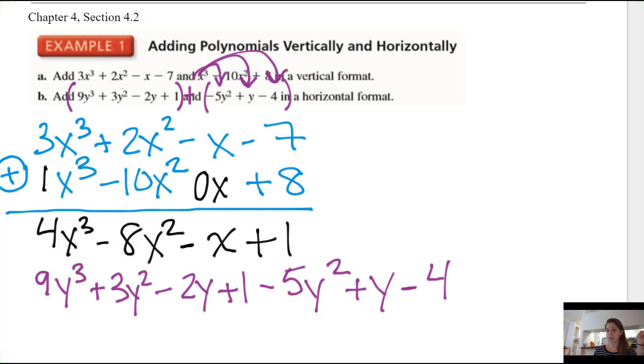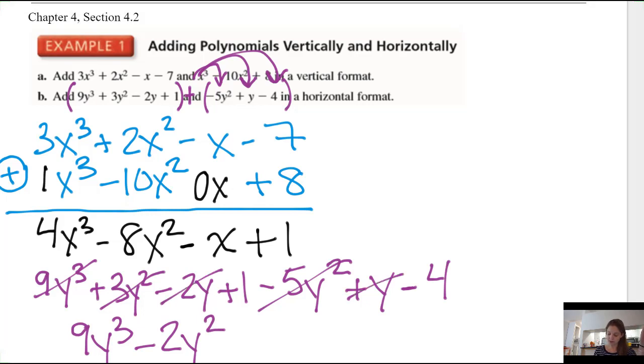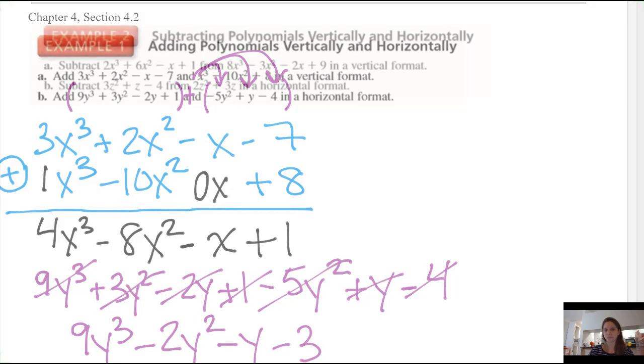It helps me to cross off like terms. So let's see, I'll start with the y cubes, and there's only one. So this is 9y cubed, and I'm done. Now the squared, I have 3y squared and negative 5y squared. Together that makes negative 2y squared. Negative 2y squared plus y is negative y. Plus 1 minus 4 is negative 3. Again, you can do it either the vertical or horizontal format, whichever one makes the most sense to you.